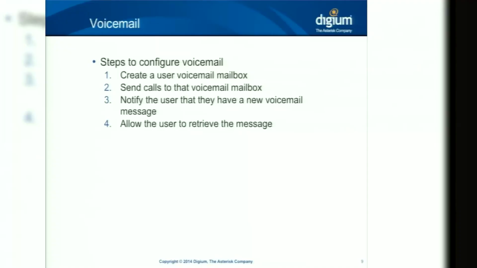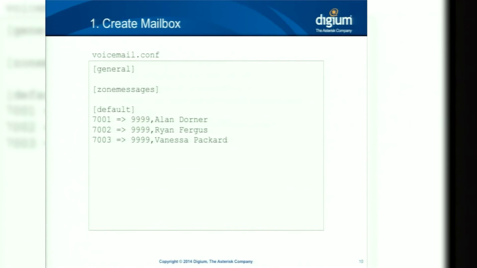Now let's look at voicemail just momentarily before we hit our afternoon caffeine break. I wouldn't dare deprive anyone at this conference of a caffeine break. So 4 steps for voicemail. Create a mailbox, send calls to the mailbox, that's in Dialplan. Let the user know they have a message, and allow the user to retrieve the message. That's why we're going to see 2 new applications introduced in the next section there.